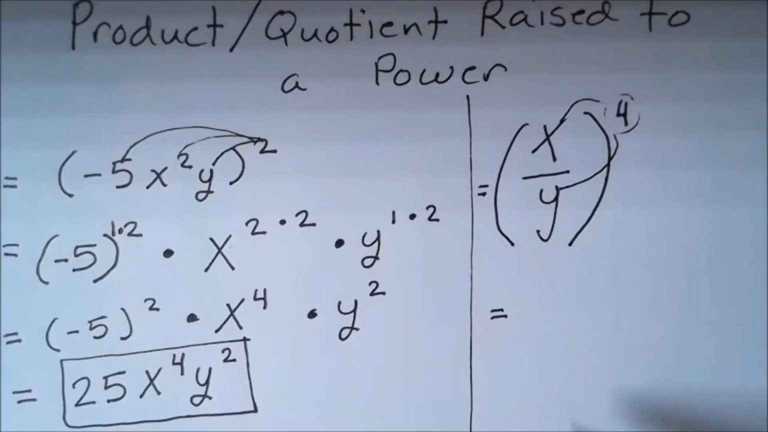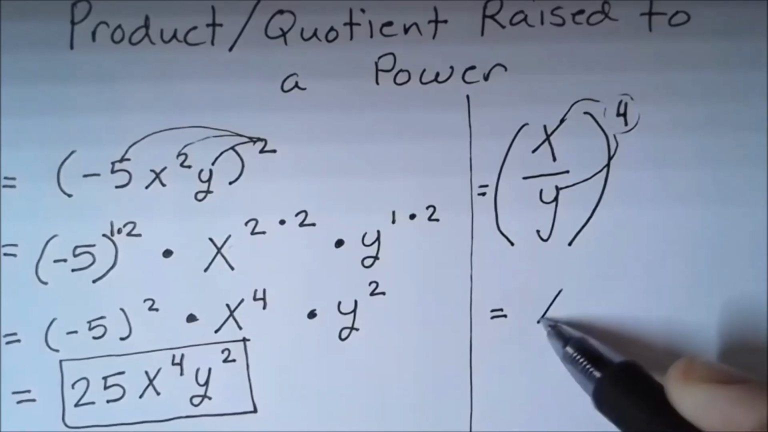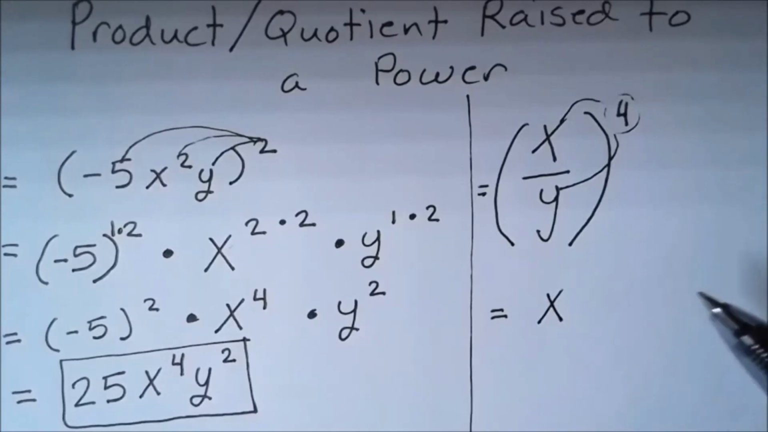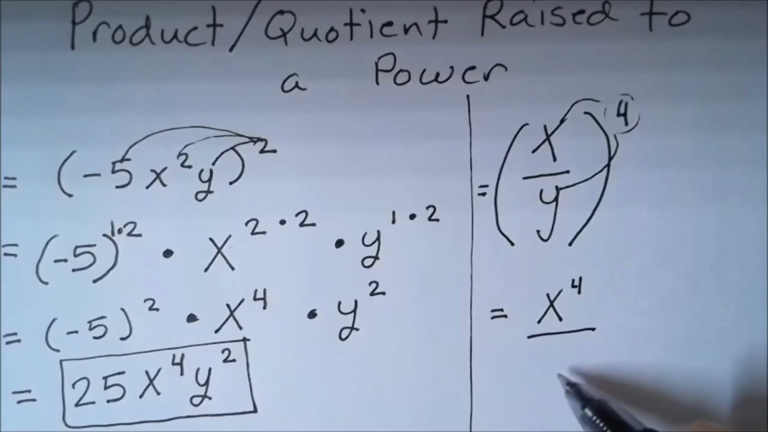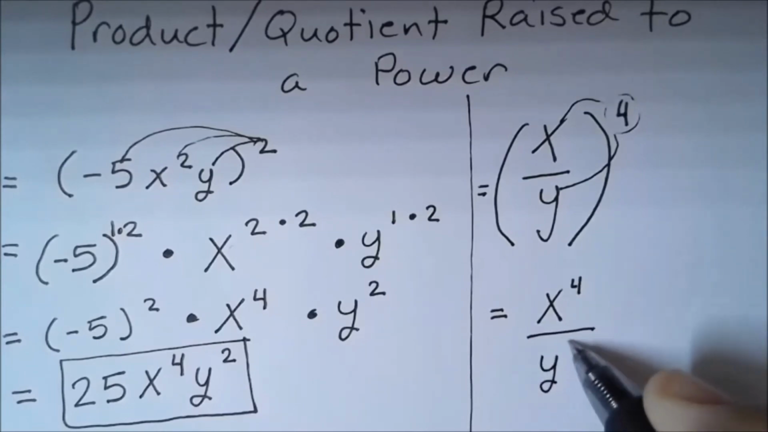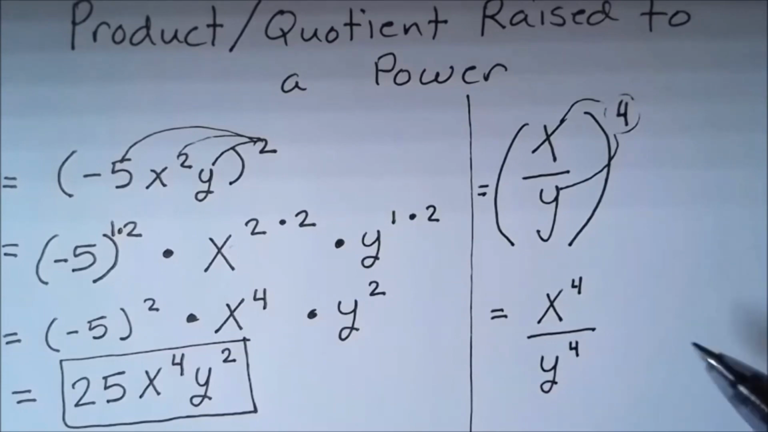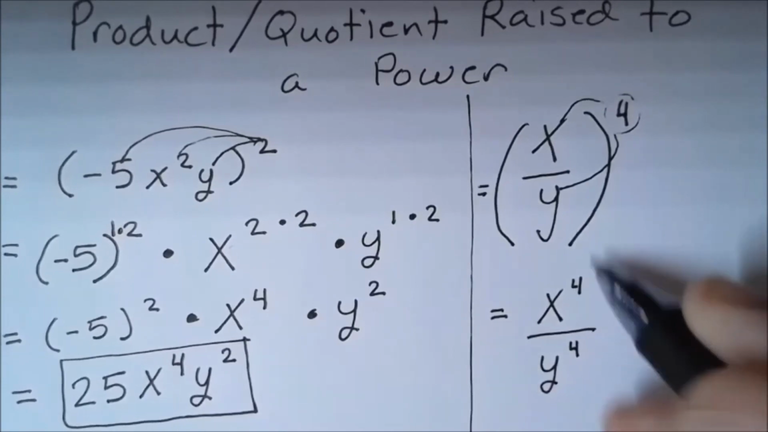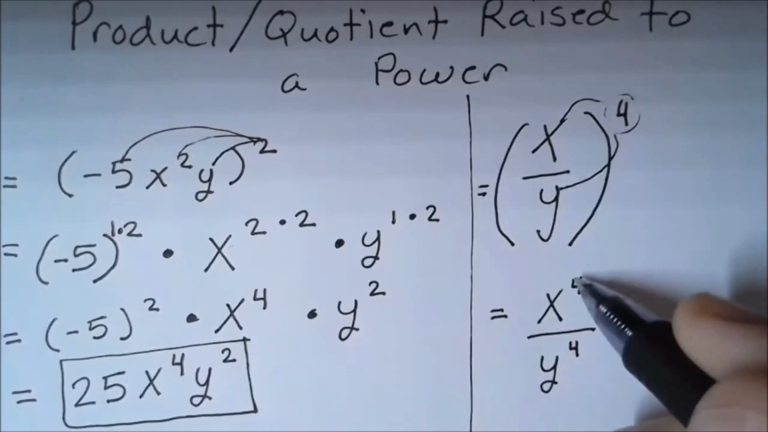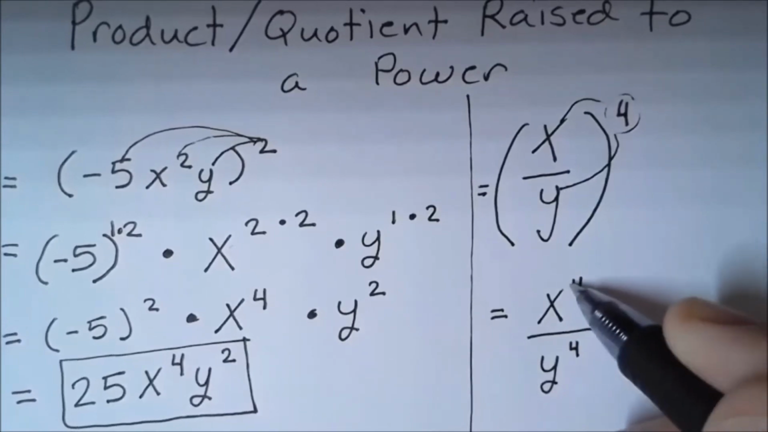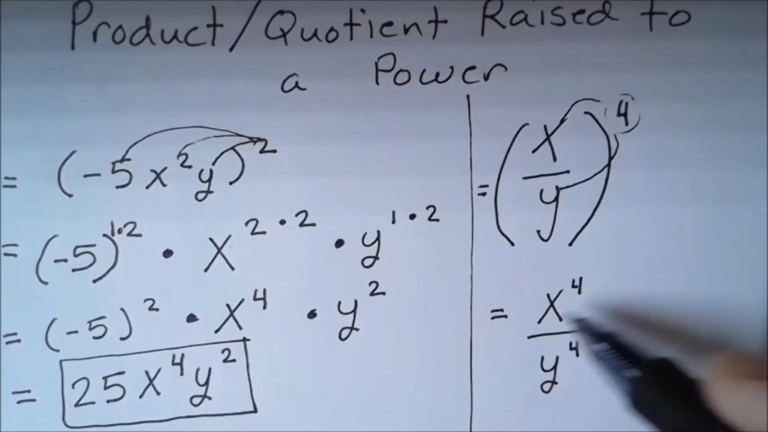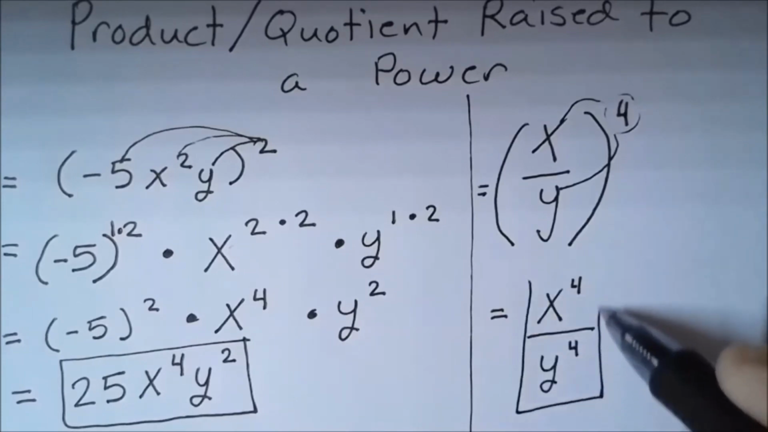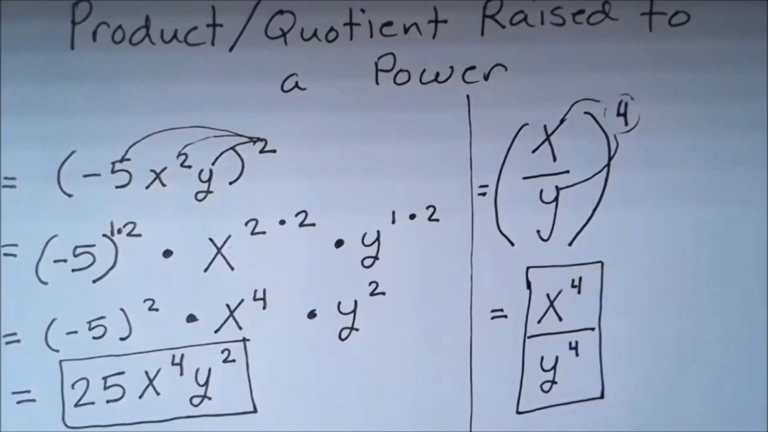So if we were to work this out, it simply becomes x to the power of 4 over, I'm sorry, over y to the power of 4. And if you wanted to see the process, because this is a power of 1, so it's just 1 times 4, and then this is a power of 1, so it's 1 times 4, and that's how we get those powers. So I'm going to show you one more example of this just to make sure you got it.